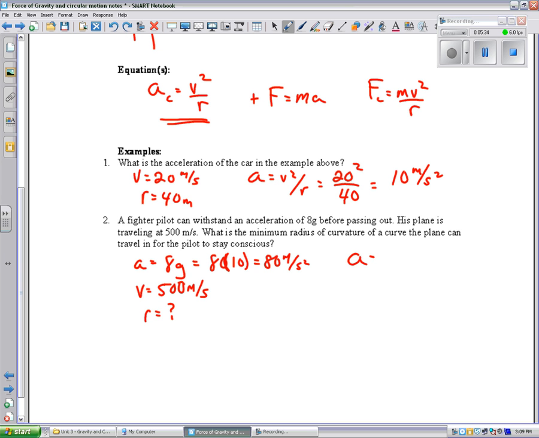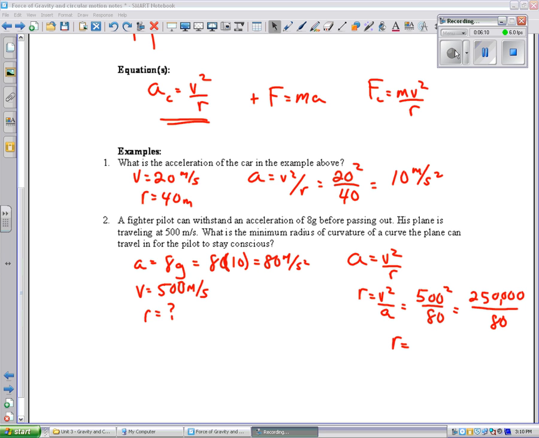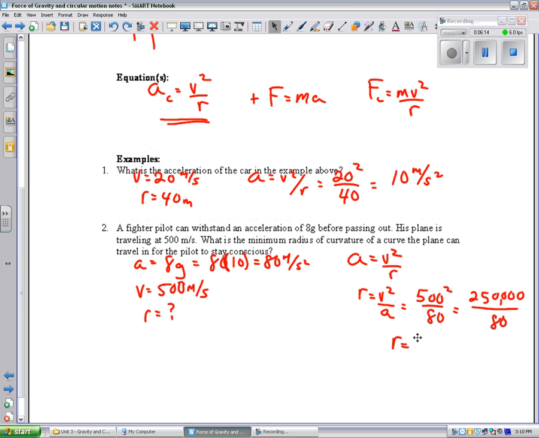So a equals v squared over r. I'm going to do some rearranging here. If I cross multiply, I get a times r equals v squared, and then divide by a, and I get r equals v squared over a. So that gives me 500 squared over 80. 500 squared is 25 and then 4 zeros, so 250,000. We divide that by 80, and we get a radius of 3125 meters. So if he tries to go in a circle with a smaller radius than that, he will pass out.